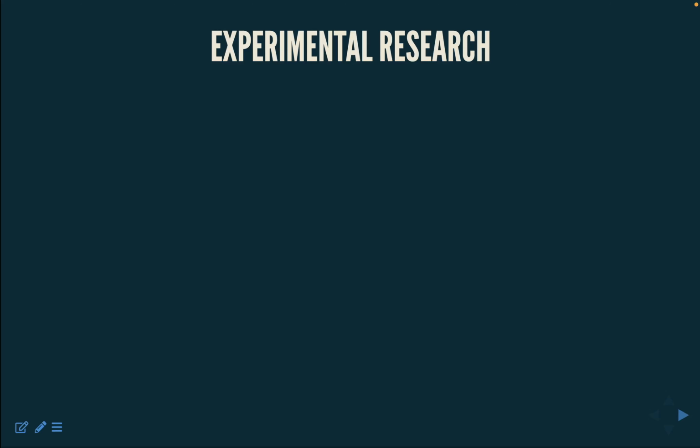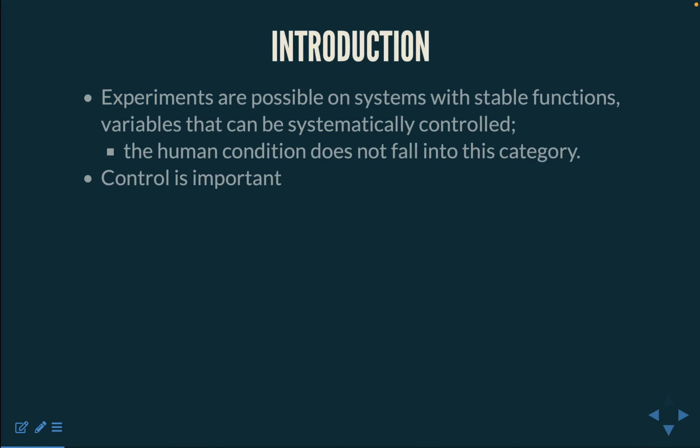Today we're going to be talking about experimental research. Let's get started. Let's first off with a bit of an introduction. Before we decide to embark on experimental research, we're going to need to be sure about what you are going to do and the level of control that you have over the situation. Experiments are possible on systems with stable functions, variables that can be systematically controlled. The human condition does not fall into this category. Control is going to be important.